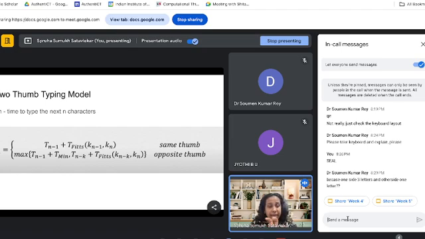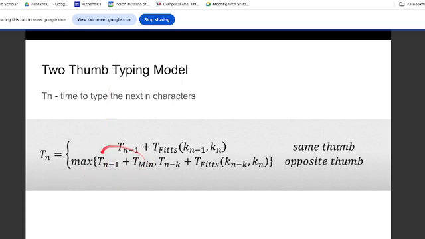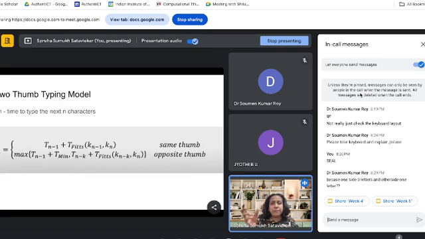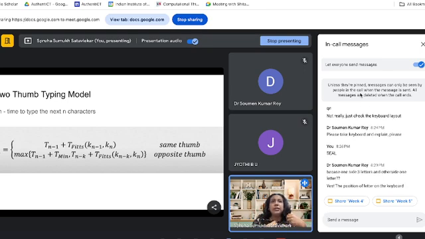Exactly because of that, there are word combinations that could be the other way around also. Some words in which you will need to switch thumbs multiple times would be there. In that case, this t minus 1 plus t min would be higher. This first component would be higher if there are multiple switches than the same letter typing. So we are considering the larger time taken because that is useful for modeling, right? The larger time gives me the understanding that this is the time consuming thing.